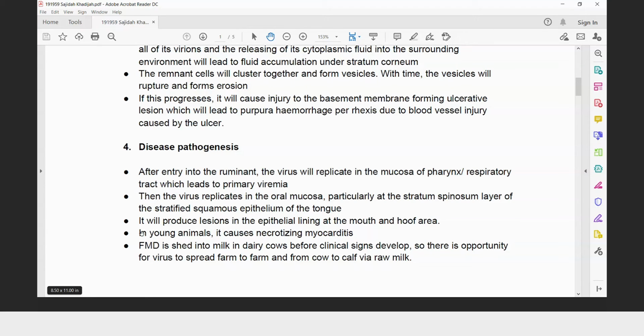This one may not be necessary in this case, because this is just additional information. Yes, FMD can cause necrotizing myocarditis, but that was not asked in this question. It's not something important in this case, so you might not need to put that. Same thing also for FMD shade in the milk. That is a matter of when you talk about the upper part, how this cattle was infected with the virus, probably because of transmission from other infected animals. So the second bullet is not practical there.